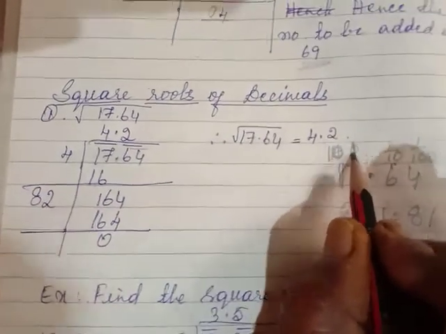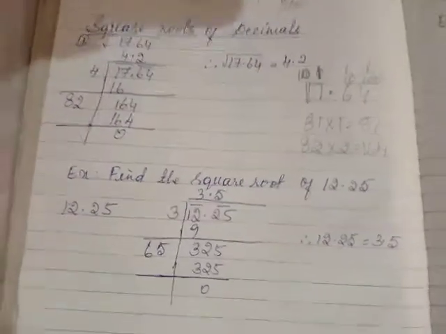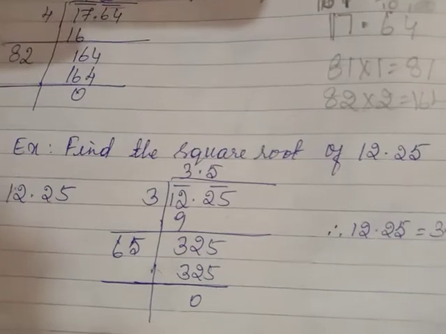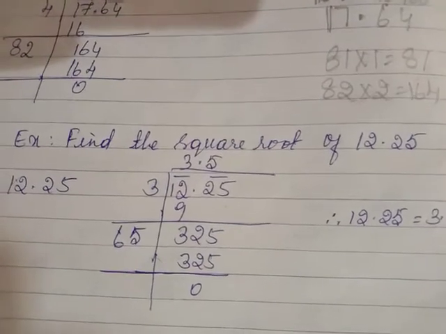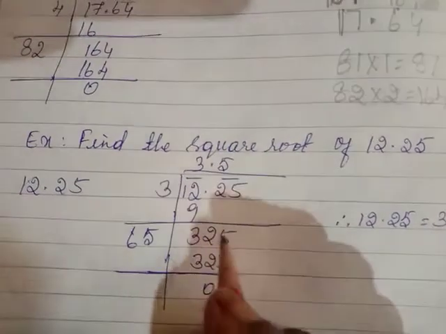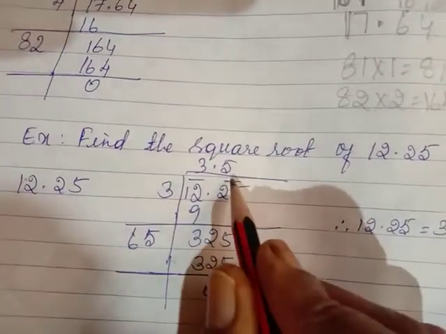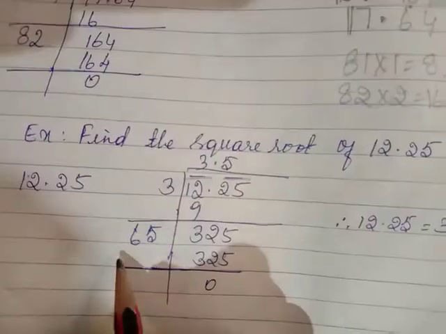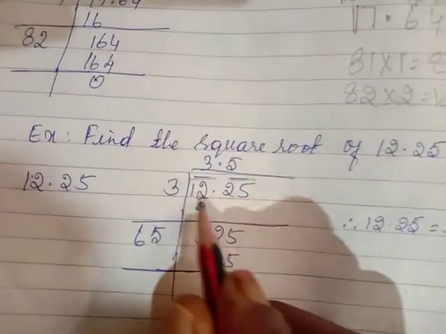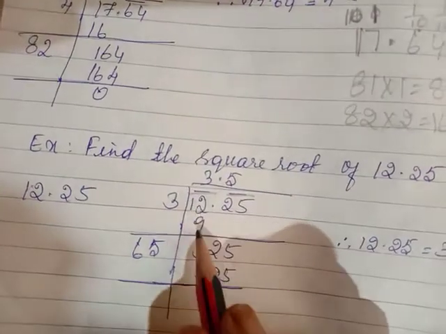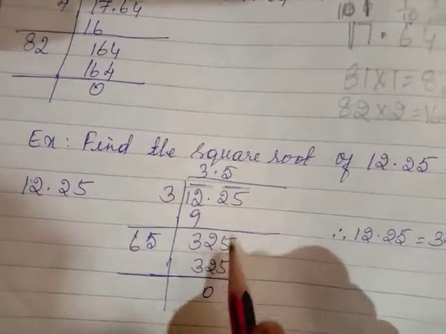Okay, children. Now let us move to the next decimal number. Find the square root of the decimal number 12.25. Here 12.25 is there, no? Group like this. Then 12, the nearest square number for 12 is what? 3 3s are 9, so 3 goes in the quotient.